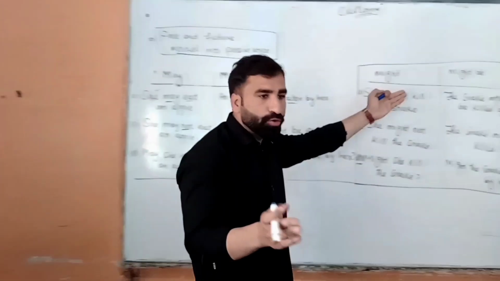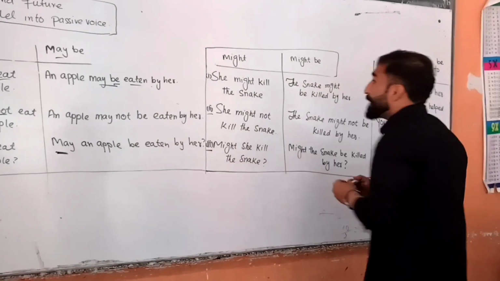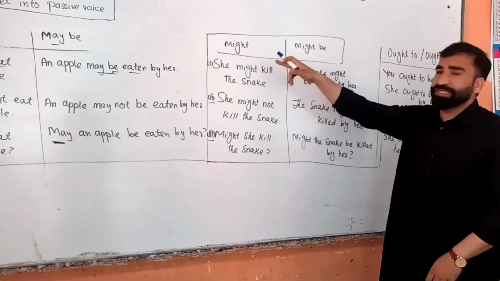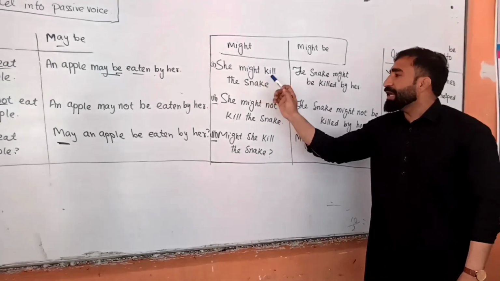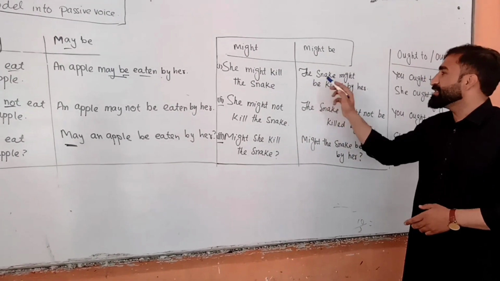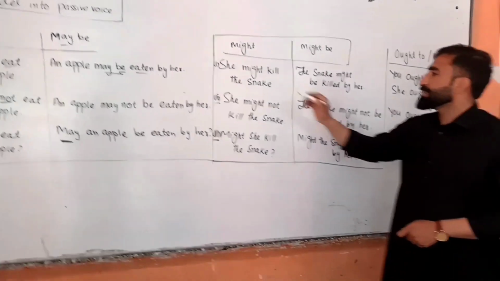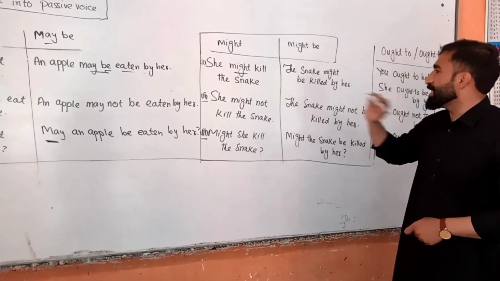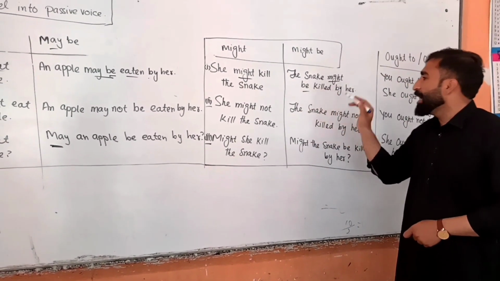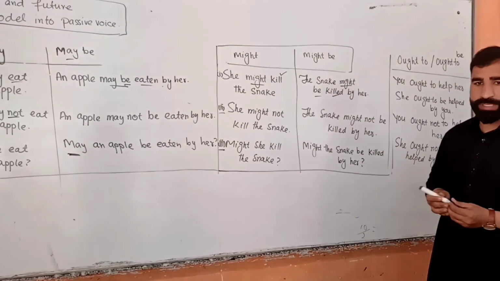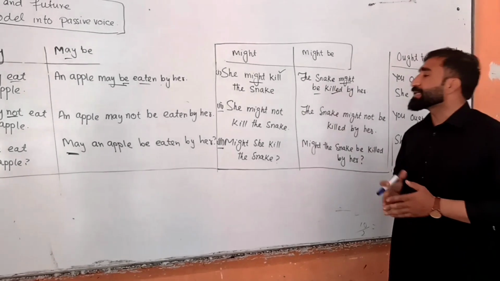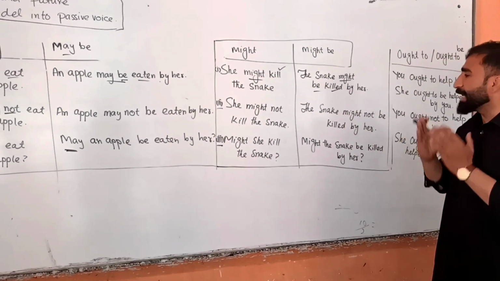If we are talking about "might", then "might" will be changed into "might be". She might kill the snake. The snake might be killed by her. This "might" is changed into "might be", and "kill" is changed into "killed".